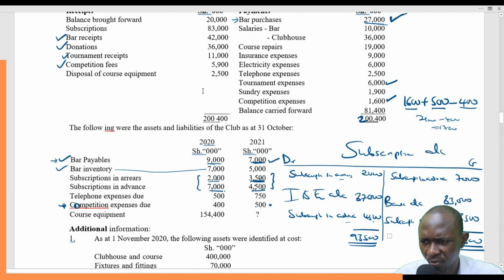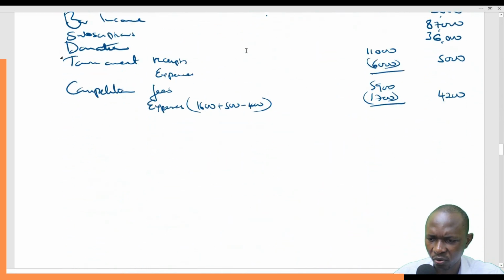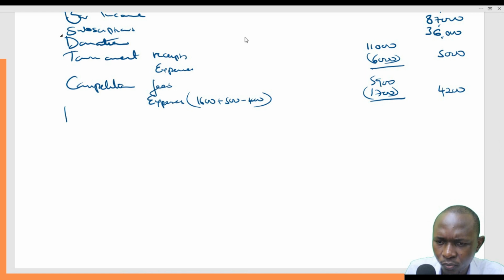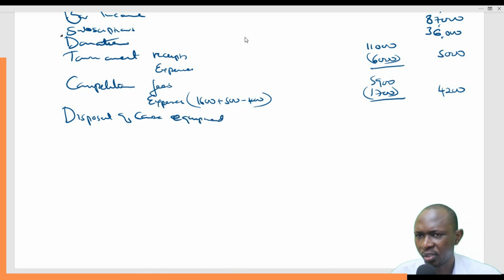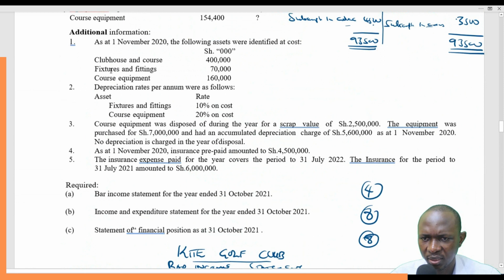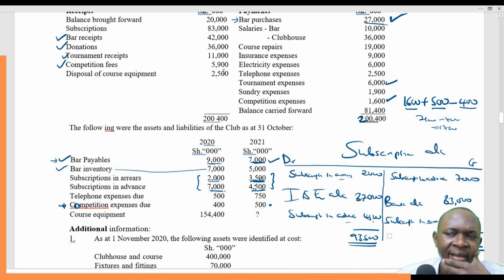Disposal of course equipment, 2.5. Disposal of office course equipment. Now this is the disposal of course equipment, 2.5. So it's 2.5. That will be 2.5.